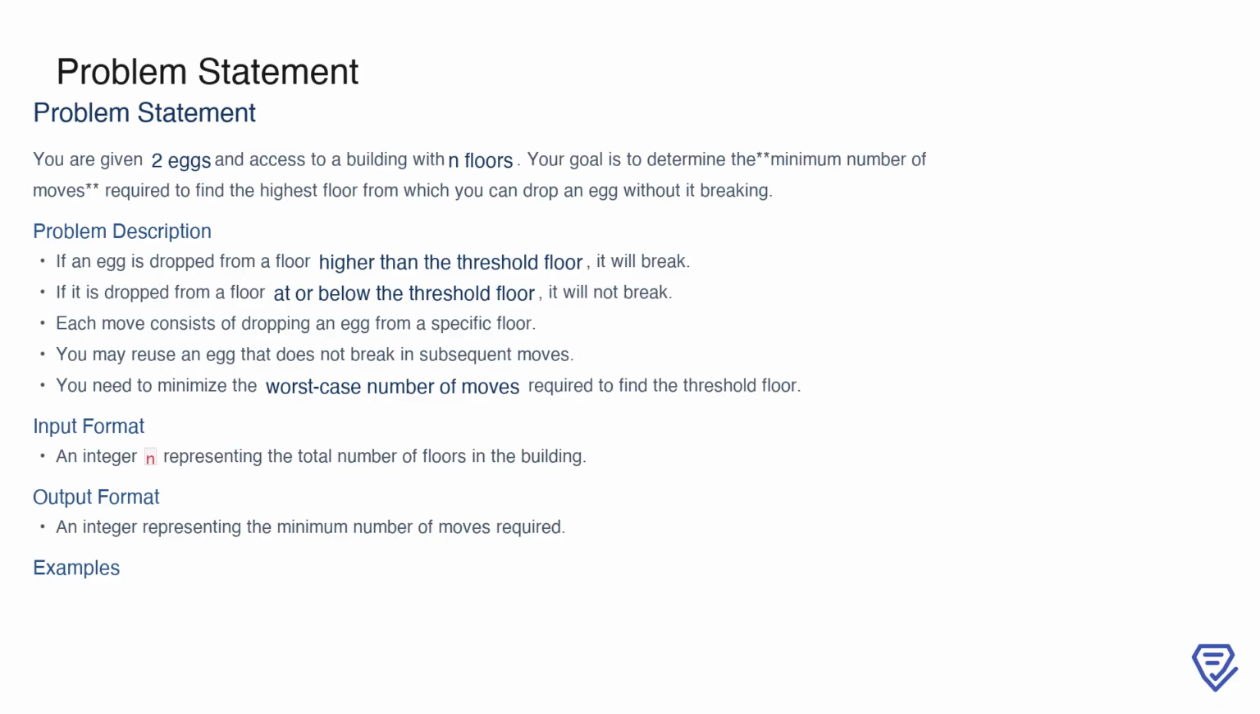The input to this problem is a single integer, n, which represents the total number of floors in the building. The output is the minimum number of moves required to achieve this goal in the worst case.